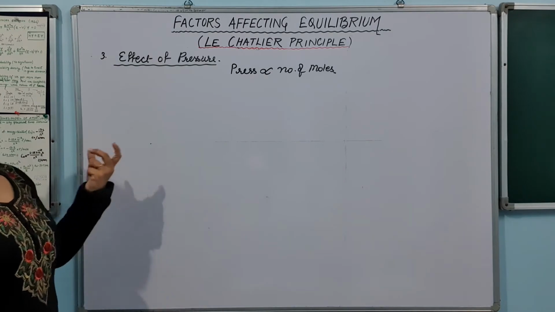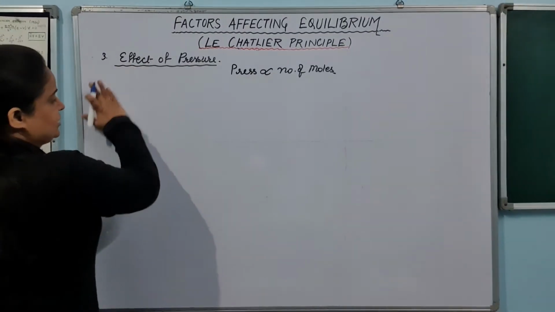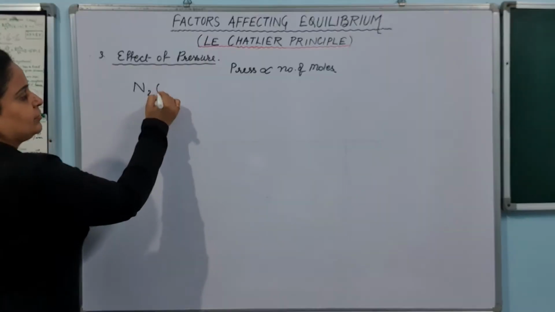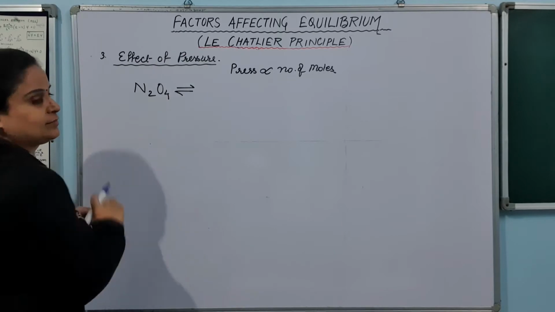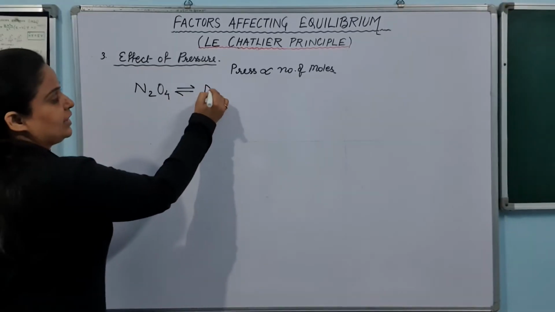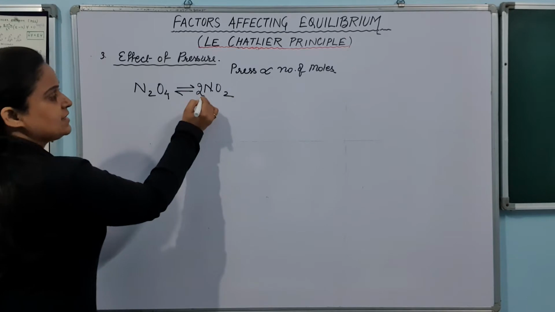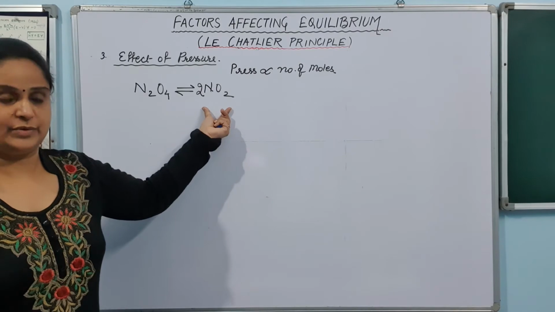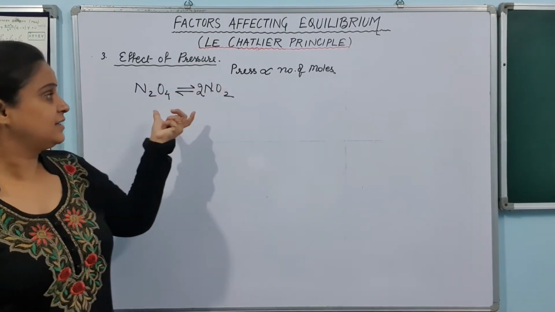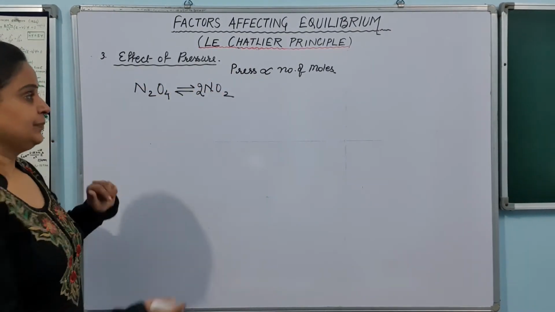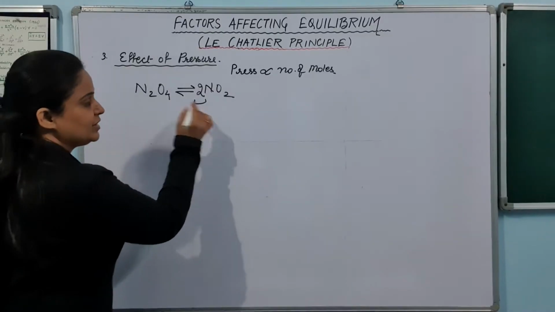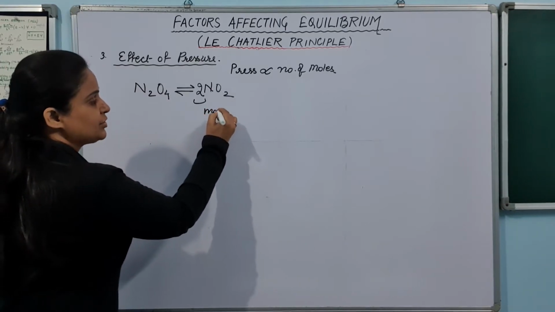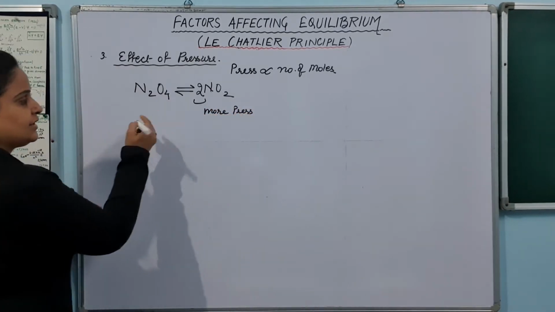So I am taking a reaction to make it clear to you how it will affect the change. So the reaction is that N2O4 is dissociating to give you NO2. Balance the reaction. N2O4 is dissociating to give you 2NO2. This reaction is going on. Now, how the pressure will affect this particular reaction? You have to understand here, the more the number of moles, the more will be the pressure. The fewer the number of moles, the less is the pressure. So here we have more pressure, and here we have less pressure.